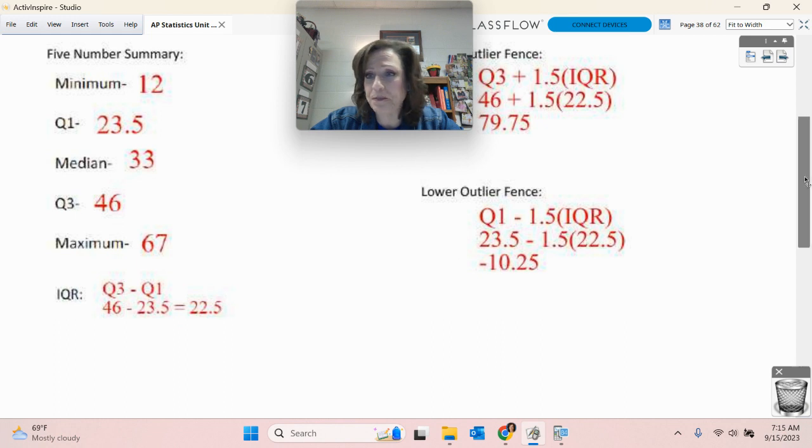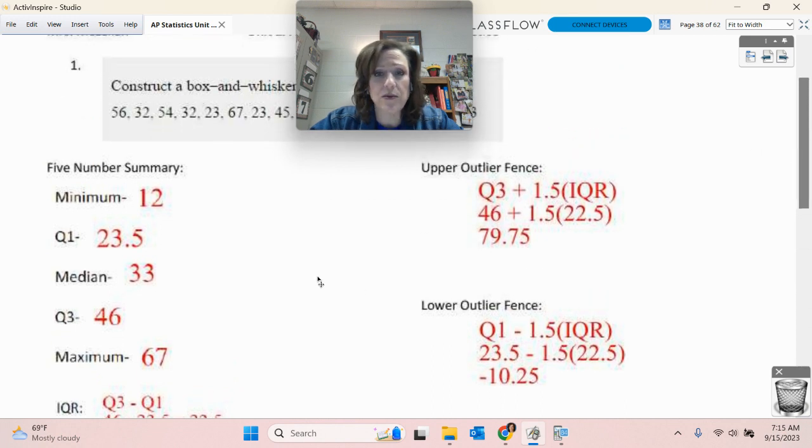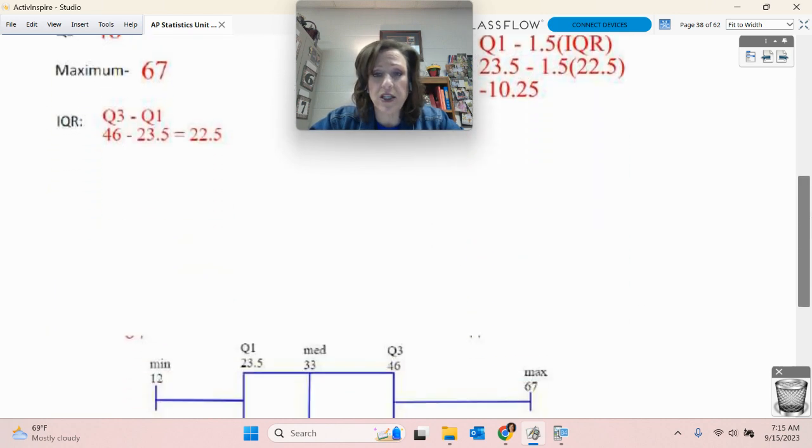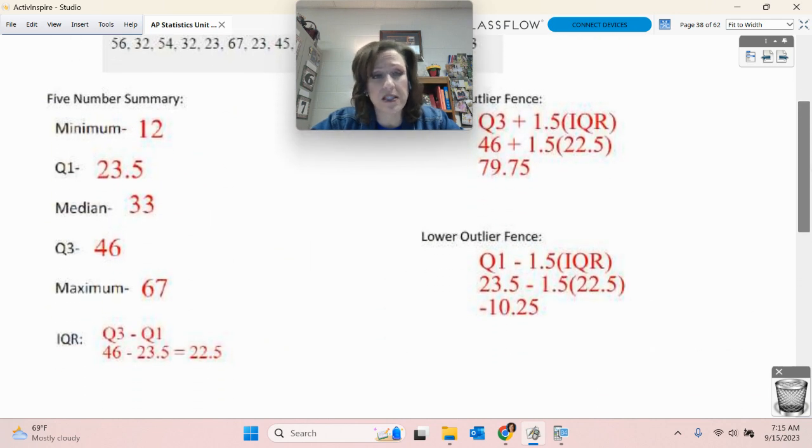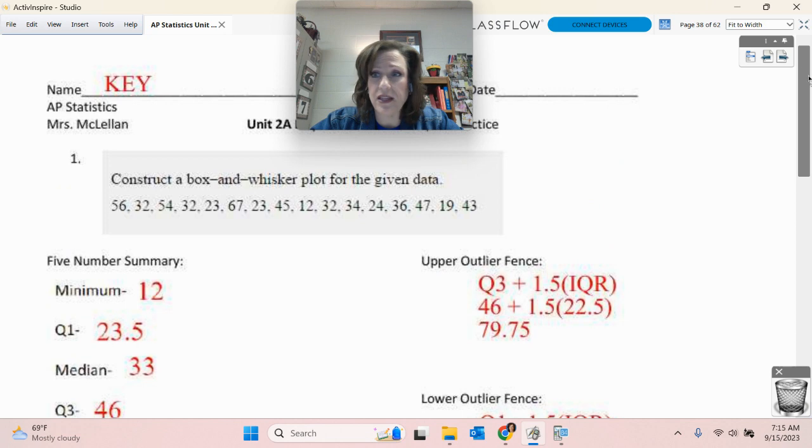So there we have it. And then to do your upper outlier fence, it's Q3 plus 1.5 IQRs and Q1 minus 1.5 IQRs for the lower fence. So remember, we're going to do scale, box, fences, whiskers, scale, box, fences, whiskers to graph this.